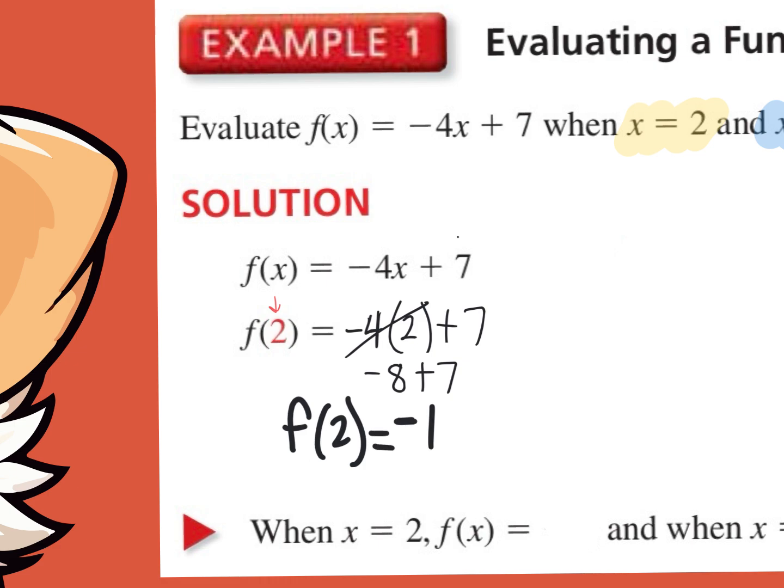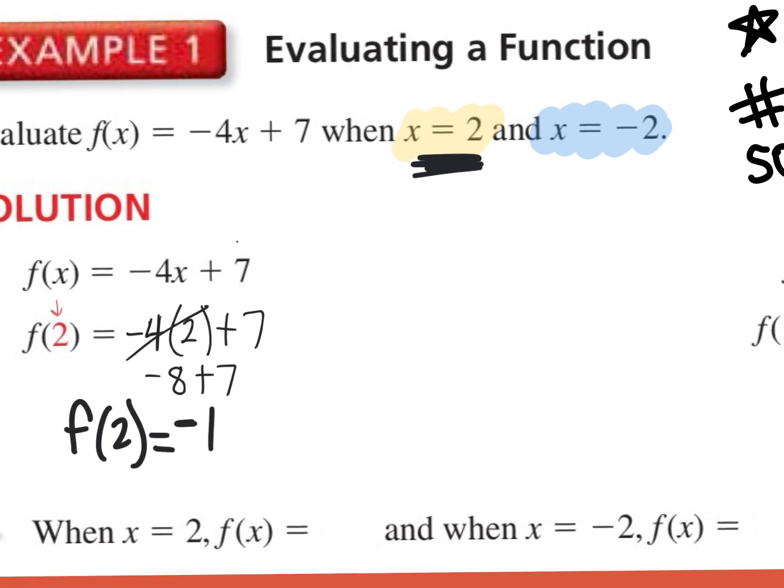That means this function equals -1 when you plug in a 2. So f of 2 is equal to -1. That means when you plug in a 2, it equals -1. Where do you get the 2 from? They said it in the question. They said plug in when x is 2. And then what else did they say?